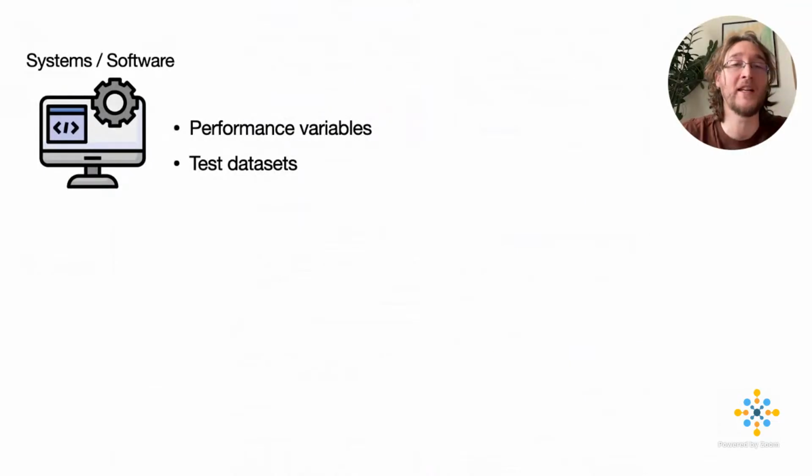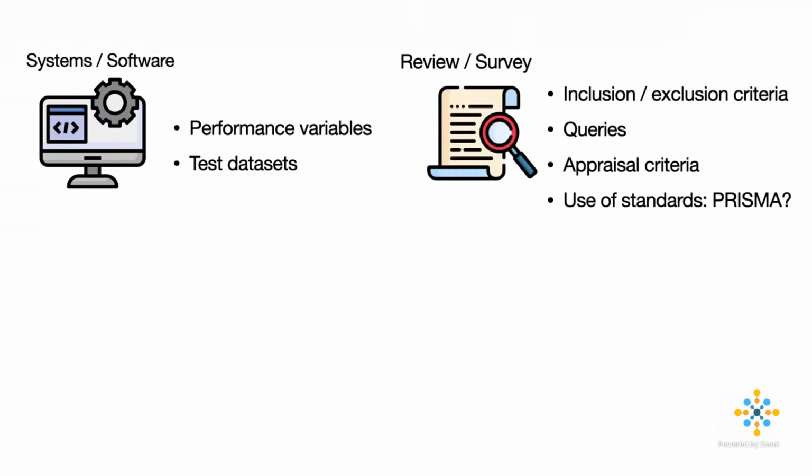But thinking of the different kinds of flavors of research that we have in Viz, if you think of system and software papers, for instance, what could be pre-registered is the performance variables that we want to focus on or the data sets that we plan to test this on. For the review or survey papers, we could easily pre-register the inclusion or exclusion criteria, the queries to find papers, the appraisal criteria, or the potential use of standards like PRISMA.